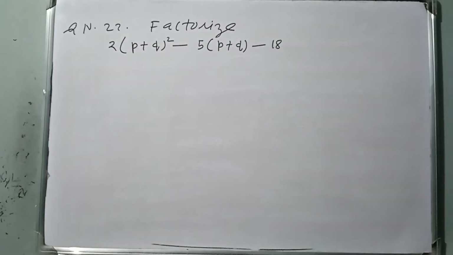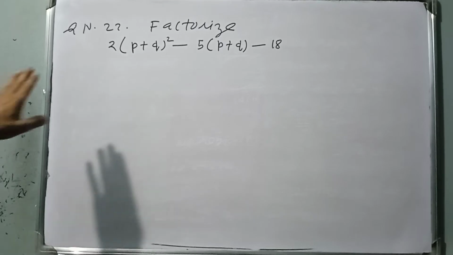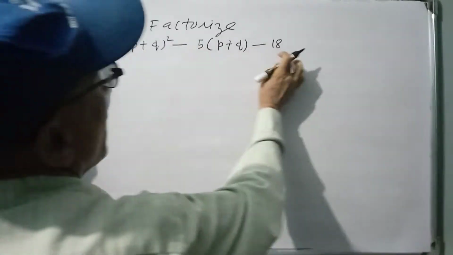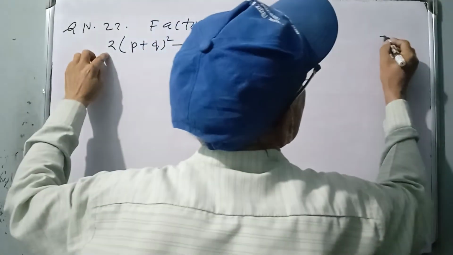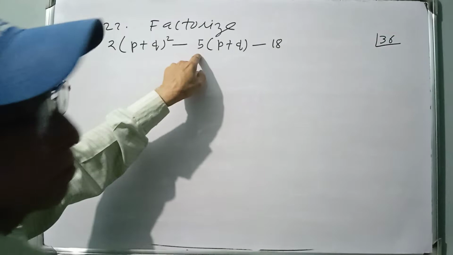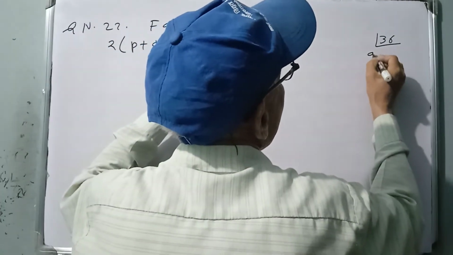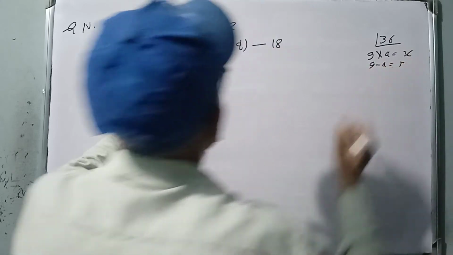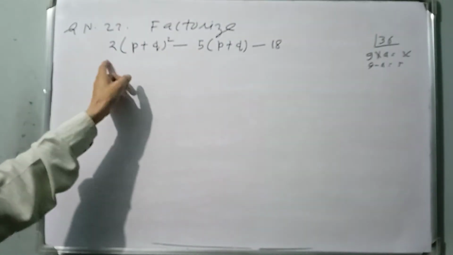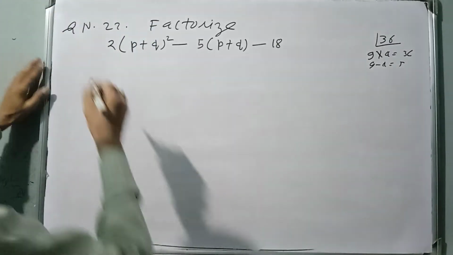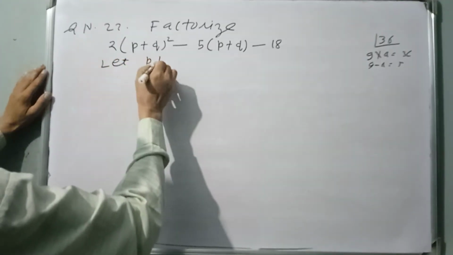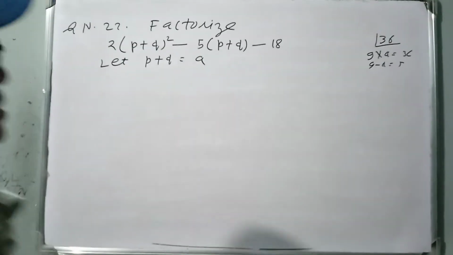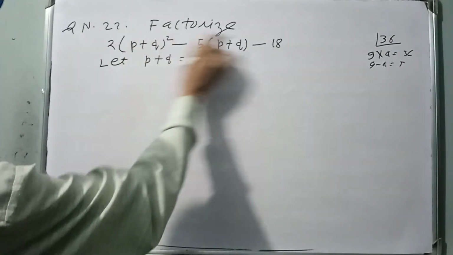What do you think? What should we do? Let's see. P plus Q appears twice. 18 into 2, 36, and 5. 36 is 9 into 4, and 9 minus 4 is 5. By subtraction 5 and by multiplication 36. Let P plus Q equal A. To make the sum easier, let P plus Q equal A.